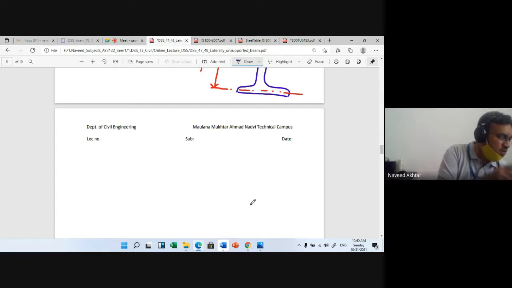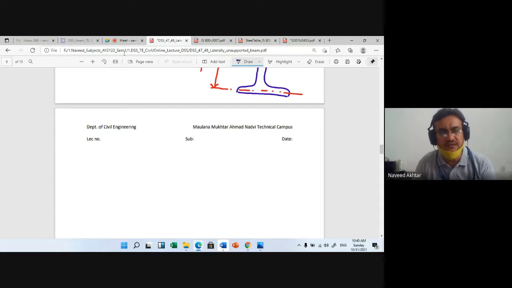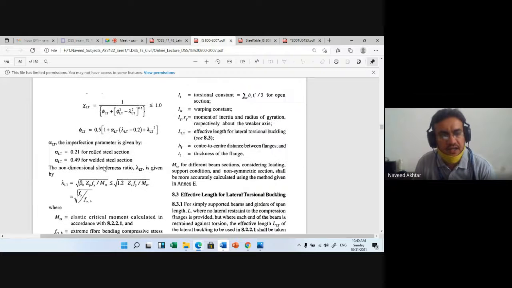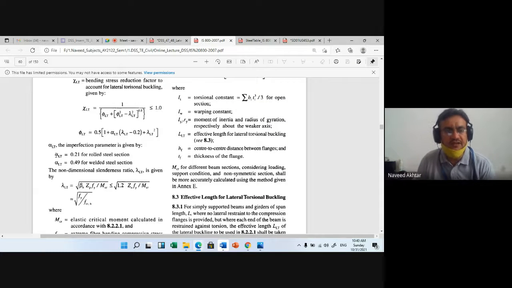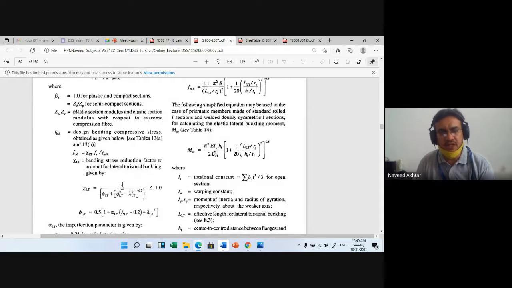So how to find out IT? IT and IFC can easily be found from the IS code. That value of beta F is 0.5, and the alpha LT value is also given: for rolled section 0.21, and for welded section 0.49. Okay, that should be remembered in your mind. Now you know all the values. You can find out the MCRB.